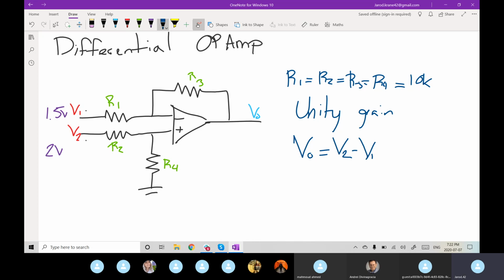So we get nothing special in this scenario. 2 minus 1.5, our output is just going to see half a volt. So it's able to take in our 2 signals, basically pull the difference between them, and output that as just a solid. So now we're able to read half a volt on our output.